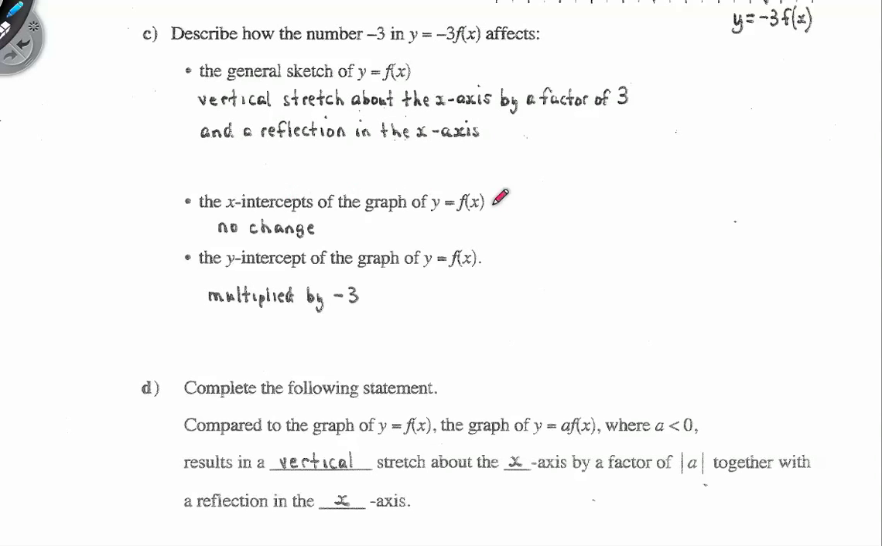The x-intercepts of the graph, well, if you recall the graph just above, the x-intercepts did not change. However, any y-intercepts, whatever height they were at, have now been multiplied by negative 3. They've been reflected and multiplied by 3. So compared to the original graph, this graph, when a is negative, results in a vertical stretch about the x-axis by a factor of modulus a, or absolute value of a. So it also happens together with a reflection in the x-axis.